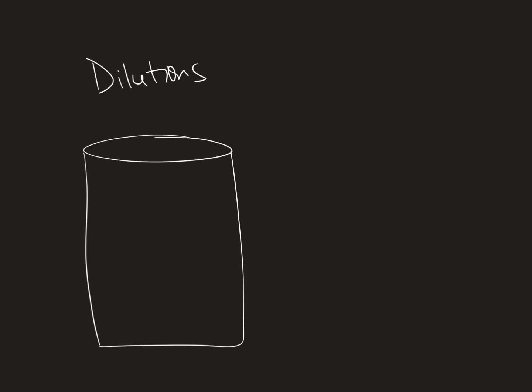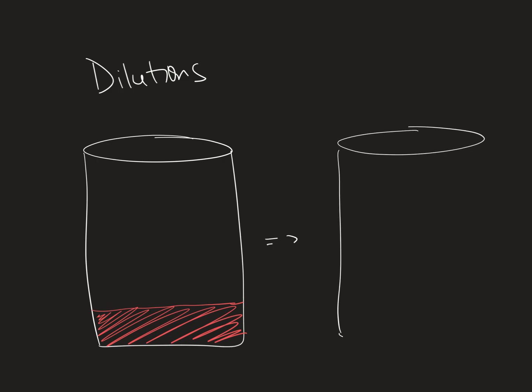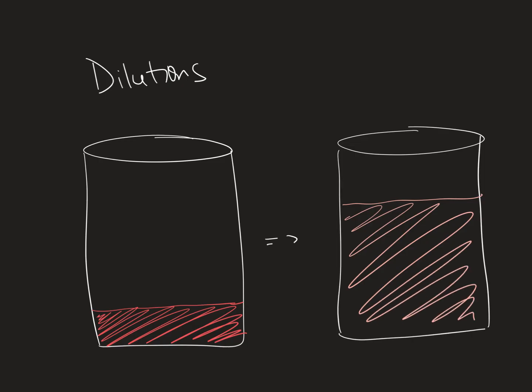So if I have a container here that has a little bit of water and you put some food coloring in it, it looks something like this. And then all we do is dilute it by adding water, and it makes it look something like this. You with me? Less red. Okay?